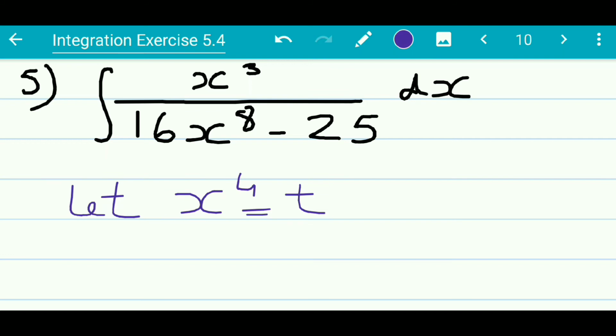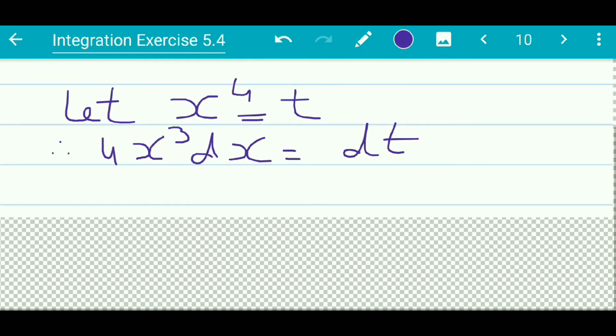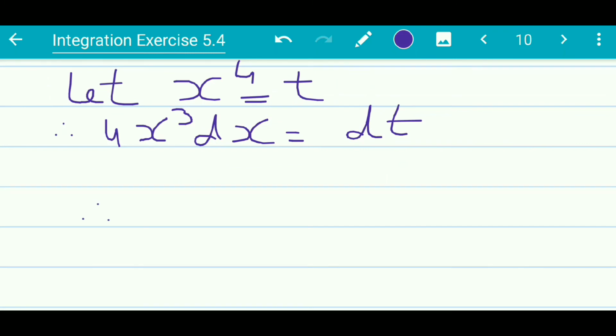So therefore, when we differentiate with respect to x, we get 4x cube dx is equal to dt, or x cube dx becomes dt by 4.